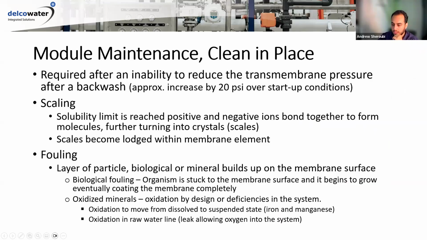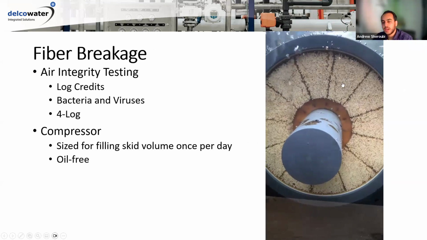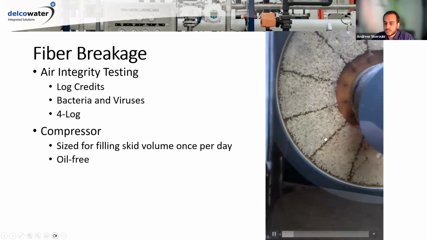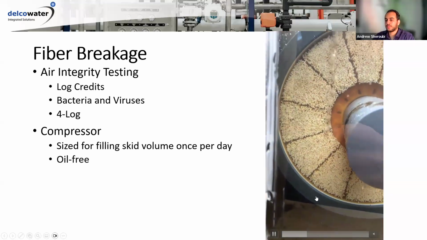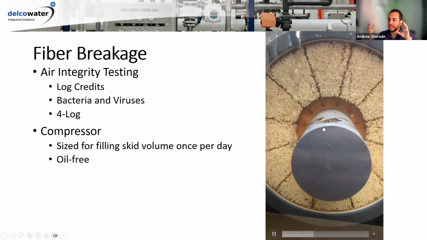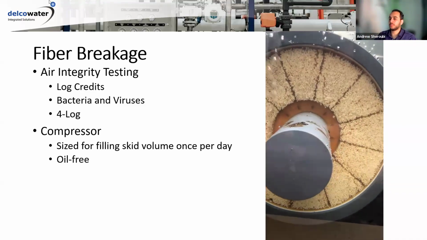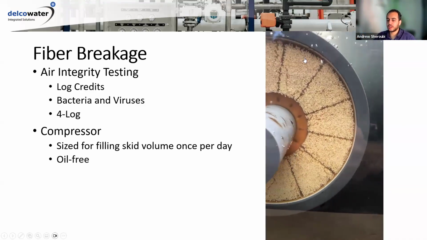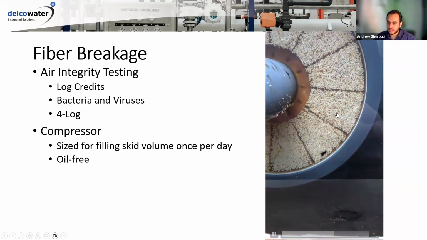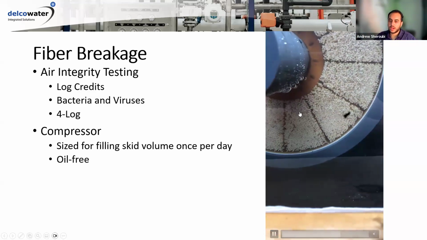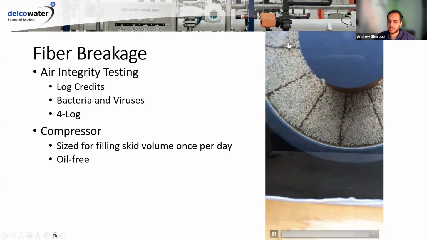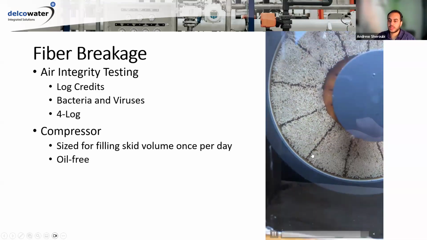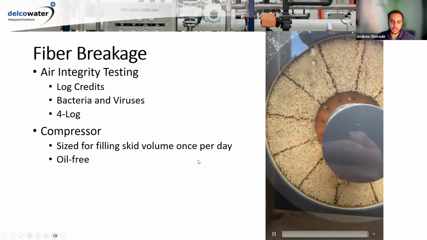I'm going to skip over this because we kind of talked about clean in place. But this is what a fiber breakage looks like in a UF module. Once you've identified that it fails the air integrity test, you pull the module out and put it into what's called a pinning bath. It's just a clear container and you push water through, and you push air through, and if there's a fiber leakage, it can be very easily identified visually, and then you can just go find that one and plug it up.